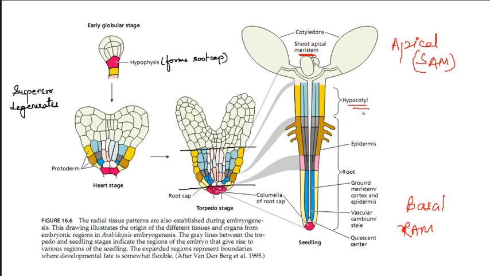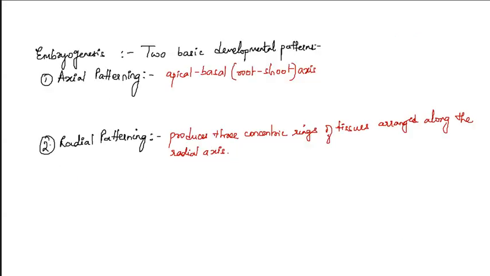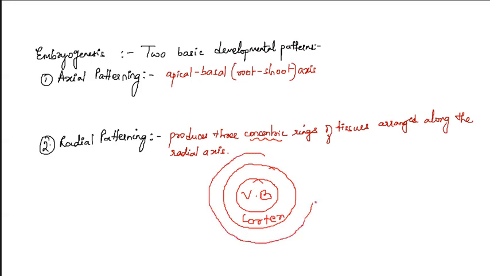Next, another pattern of development is what? It is the radial patterning. Radial patterning produces three concentric rings of tissues which are arranged along the radial axis. So three concentric rings are what? There is a vascular bundle in the middle which is surrounded by a layer known as cortex. This cortex is surrounded by the outermost layer which is protective in nature, the epidermis. Okay. So this is the radial patterning.